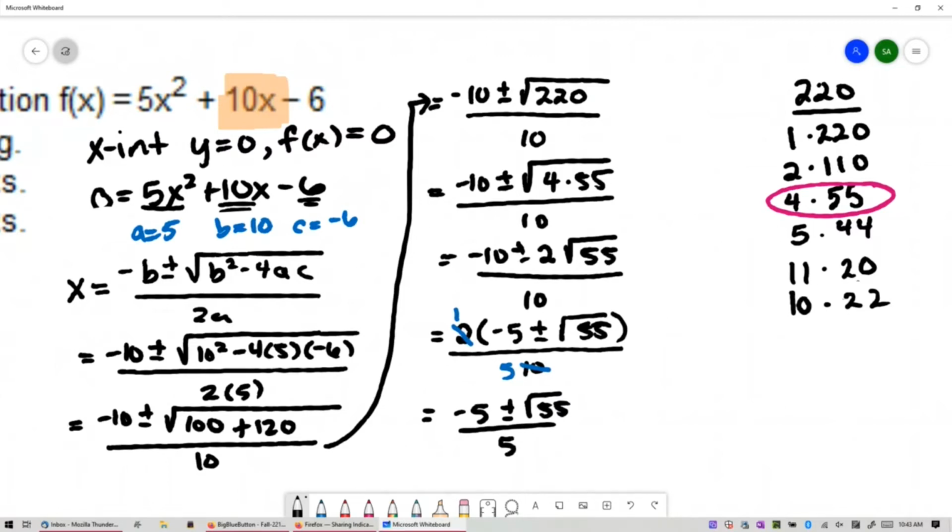So this is an acceptable answer for us. However, some people do like to write this as, instead of one large fraction, 2 separate terms.